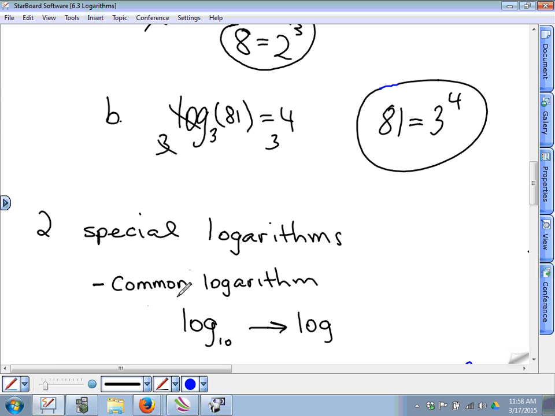You use this logarithm a lot for two reasons. One reason is there's a button on your calculator. Second reason, who's in chemistry? Raise your hand. What about physics? Or who's had chemistry before? A couple of you? Does scientific notation ring a bell?